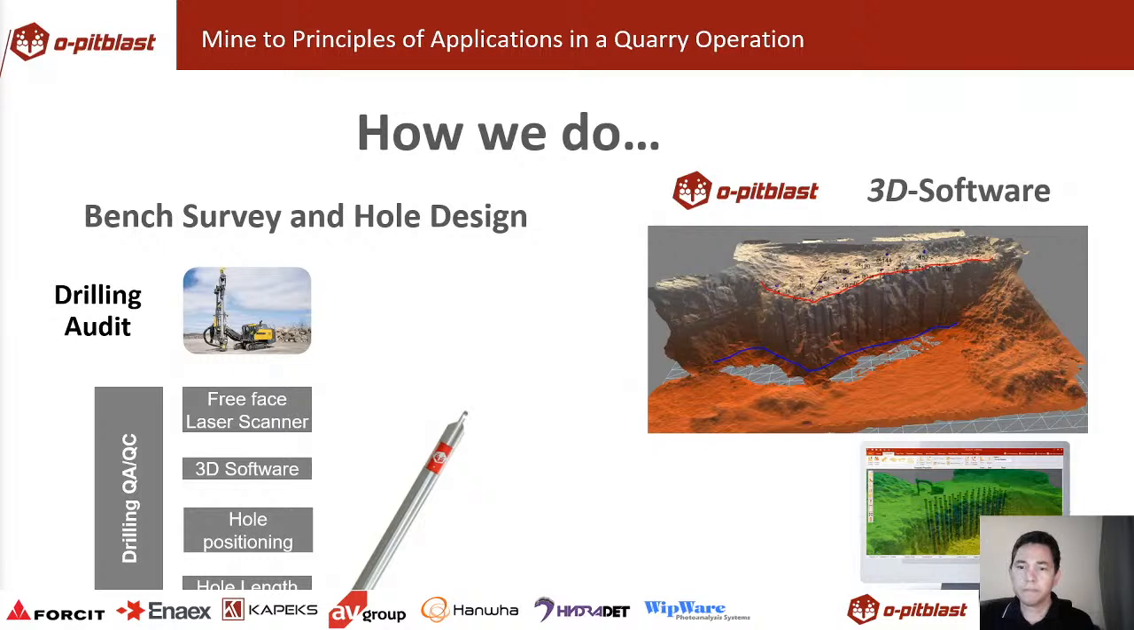This is especially important for the front row, where holes are placed nearer to the free face and need to be taken into consideration to avoid undesirable outcomes during blasting. Inclination and hole length can be inspected in real time by our application, and it's fully available on mobile phones.